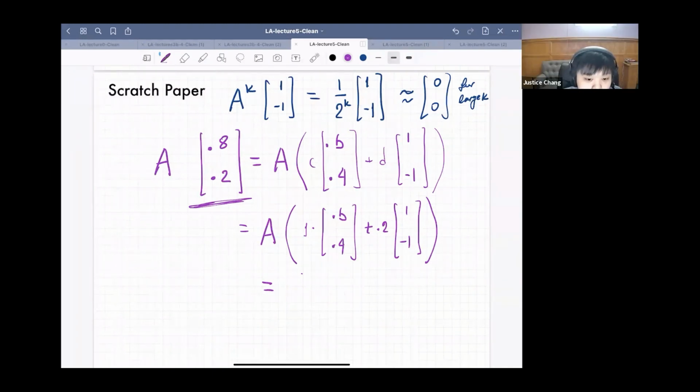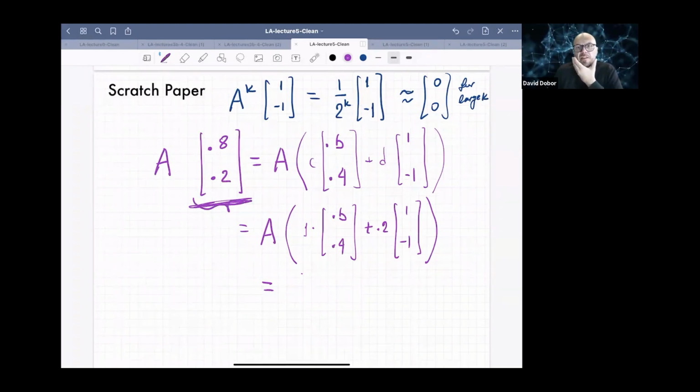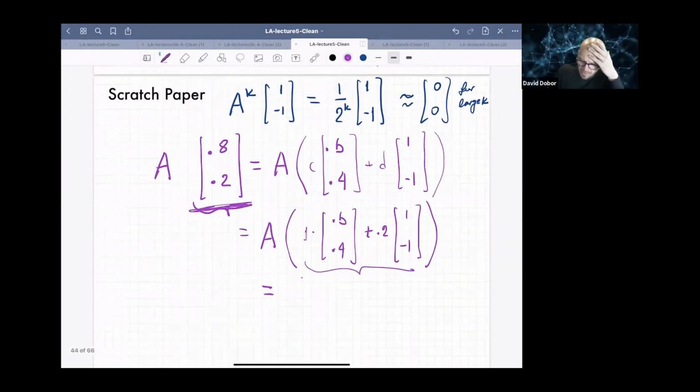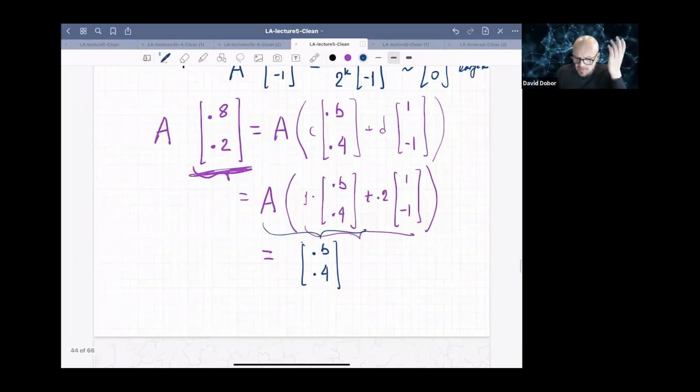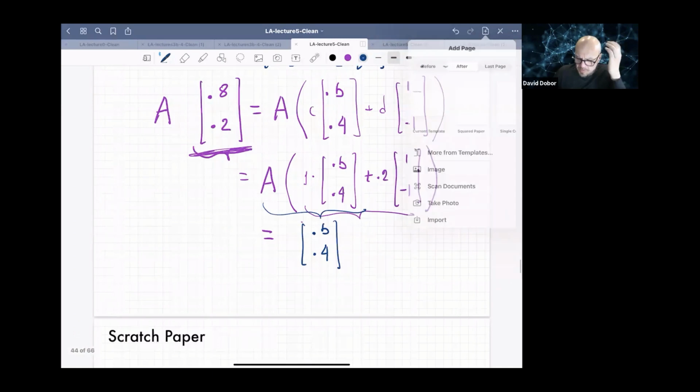Yes, so that's how we took this vector on the inside and decomposed that vector 0.8, 0.2 into some combination of the eigenvectors. Now, inside here, I want those eigenvectors because now I'm going to apply A separately to each one. So what do I get when A is applied to the first piece here? You just get 0.6, 0.4, because this is an eigenvector for lambda equals 1. So no matter how many times I apply A to it, what comes out on the other side is 0.6, 0.4.